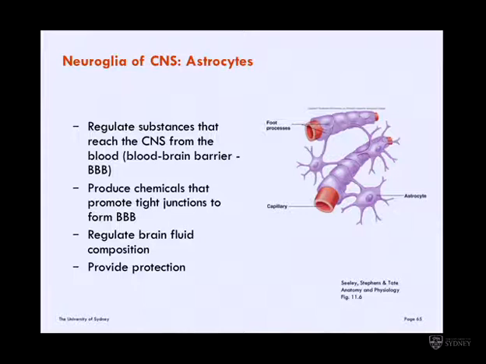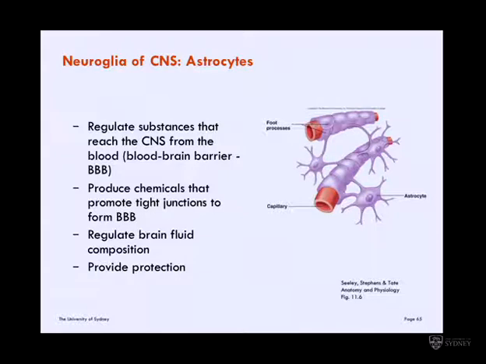And they regulate substances that can come out of these blood vessels. So obviously we want oxygen, so it will let oxygen come into the central nervous system. We want nutrients, it will let nutrients come in. Okay? But it will prevent bacteria from coming into the nervous system.